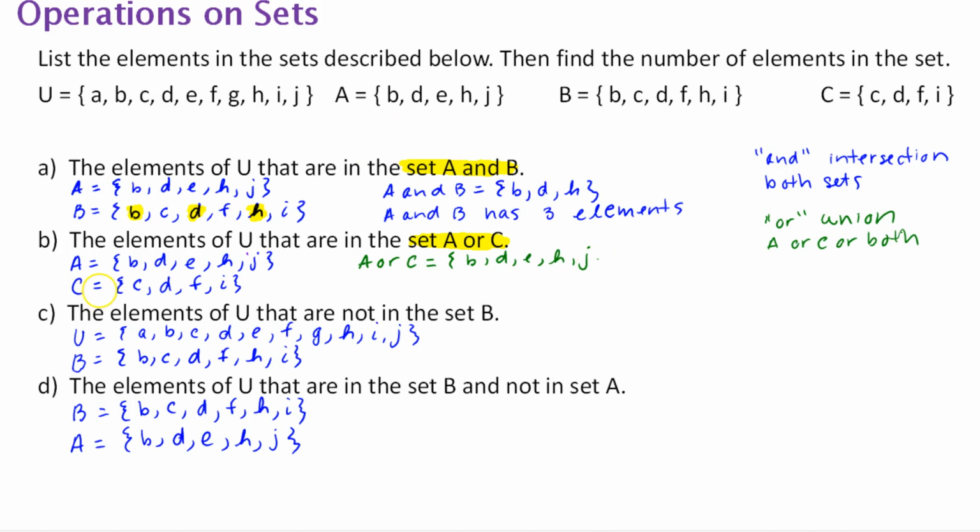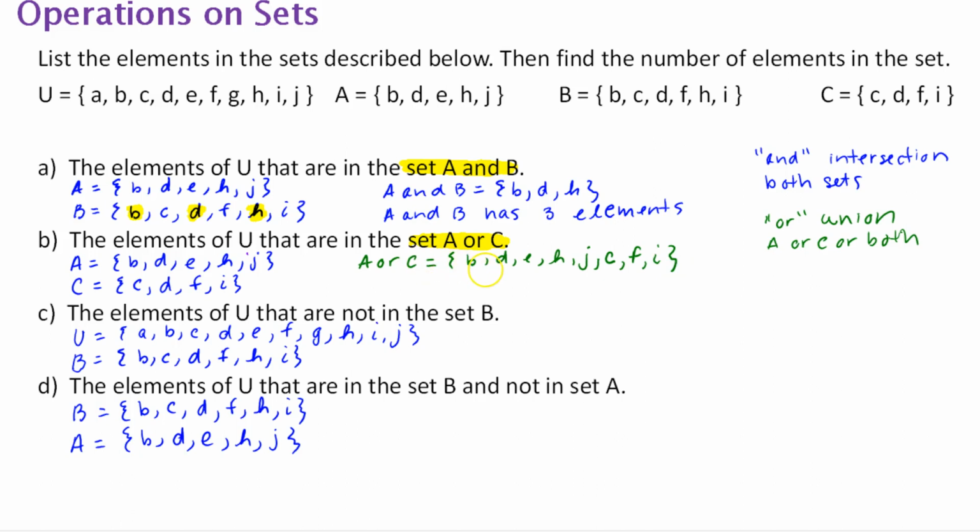Now I'm going to the set C, and if there are any elements that I haven't already listed, I'm going to add them to my list. So the letter C is the first element in the set, capital C. That hasn't been listed yet, so I'm going to add that to the list. The next element in C is D, but I already listed that. F I have not listed yet, so I'm going to add that to my set, and I have not listed yet.